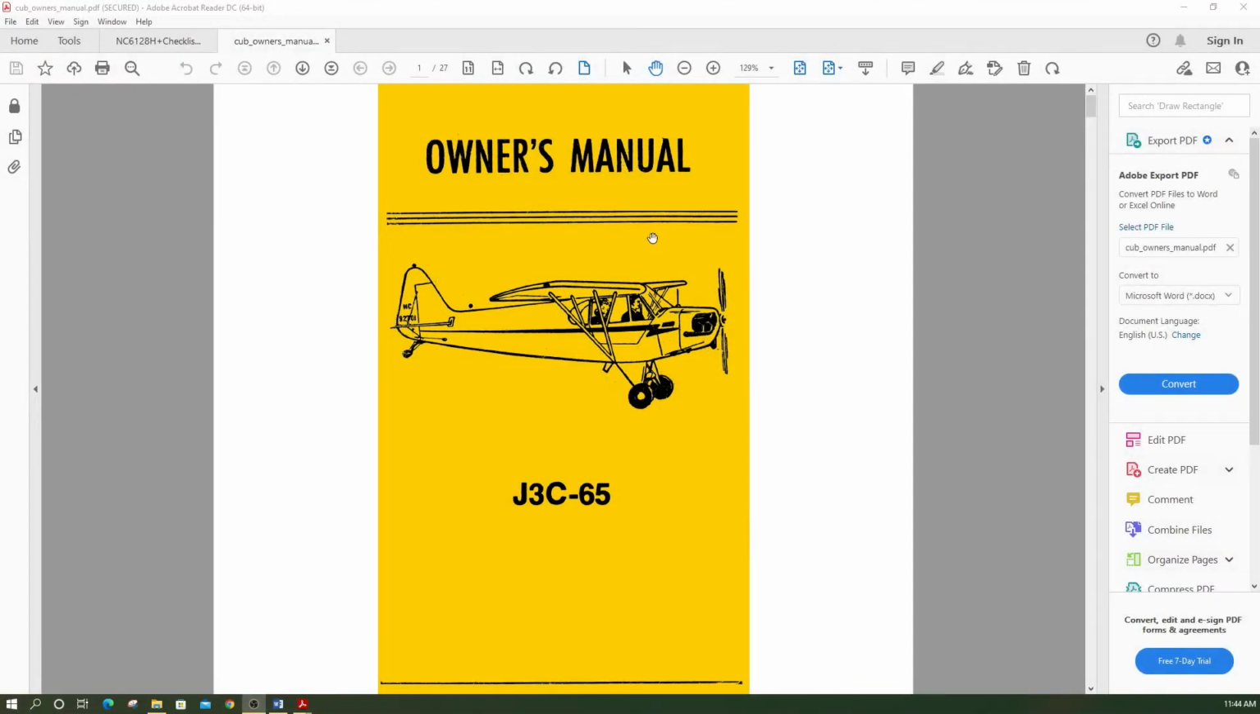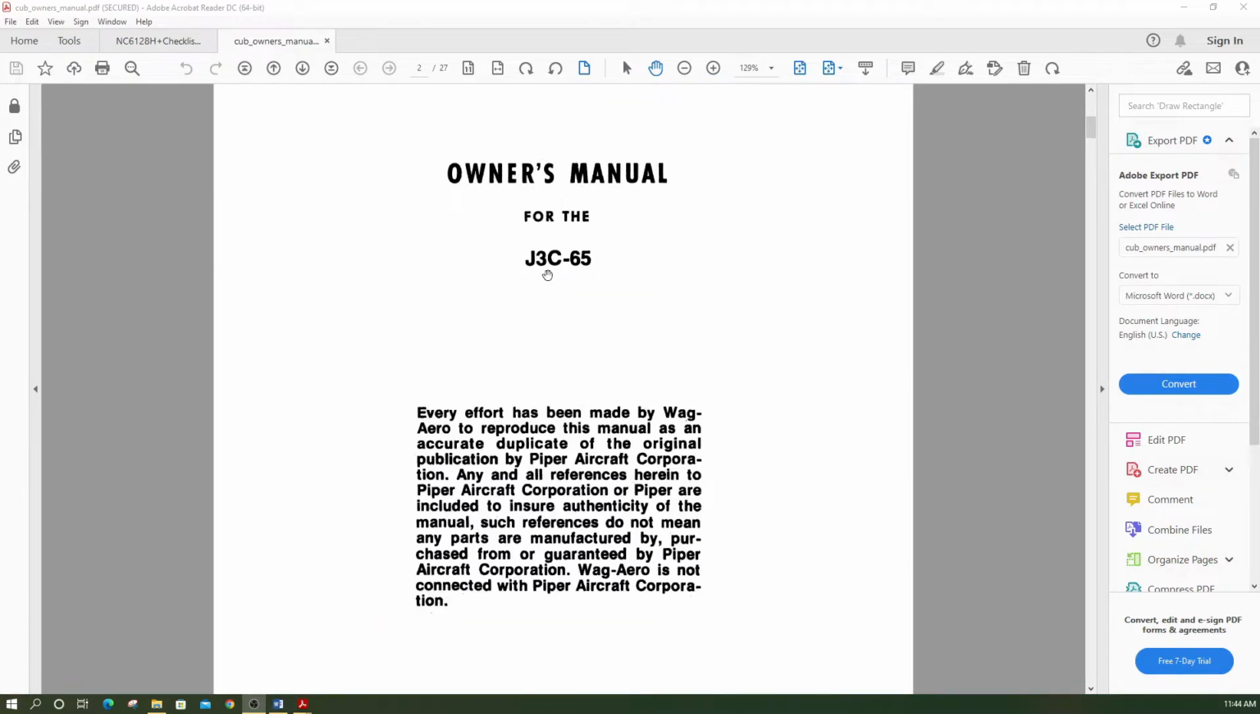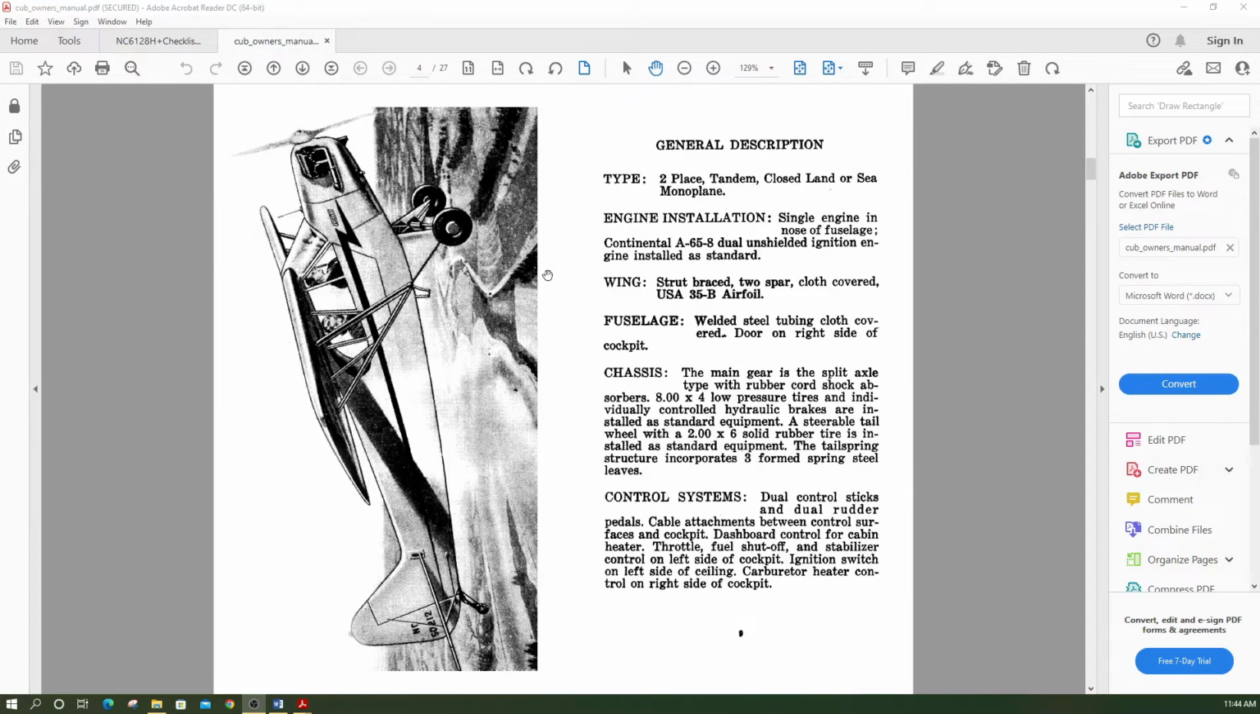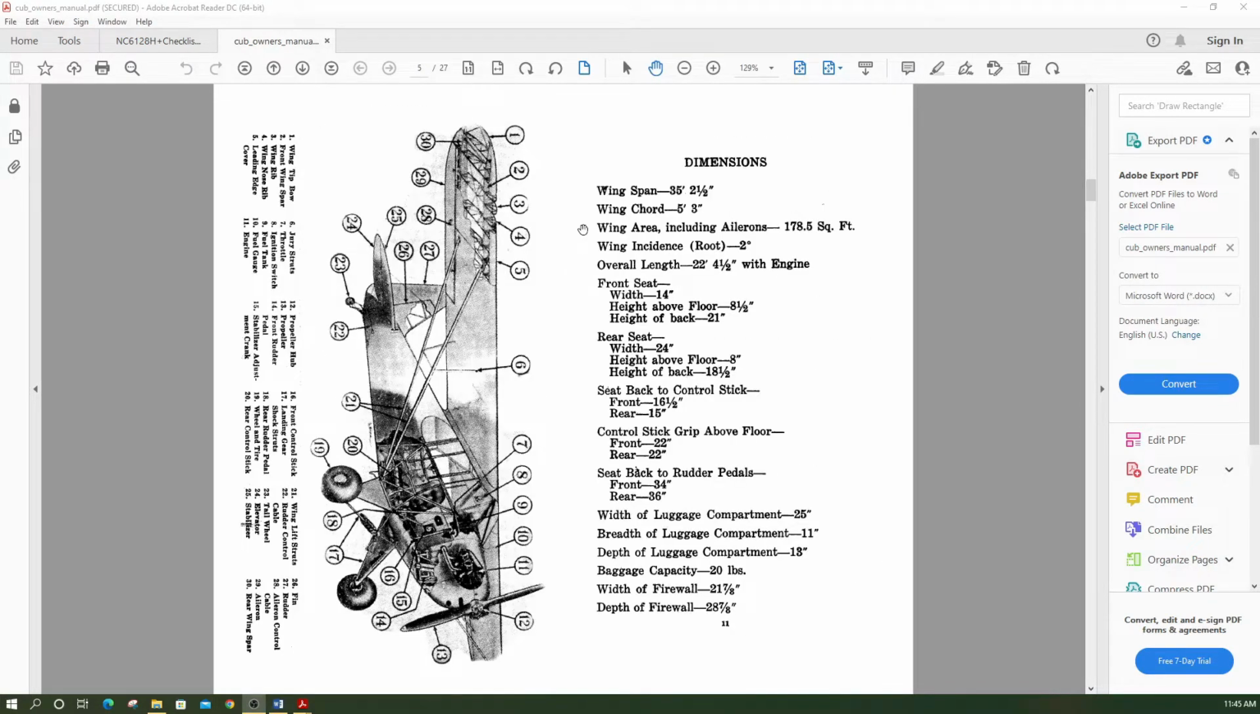Another useful thing that I found on the internet is an owner's manual for the J3C 65 model of the Piper Cub, and it has some interesting information that was very helpful for this analysis. Some of the preliminary information that you get as I'm paging through this. This process is kind of independent of airfoil. We're assuming a flat plate type of airfoil. So I found this to be somewhat interesting.